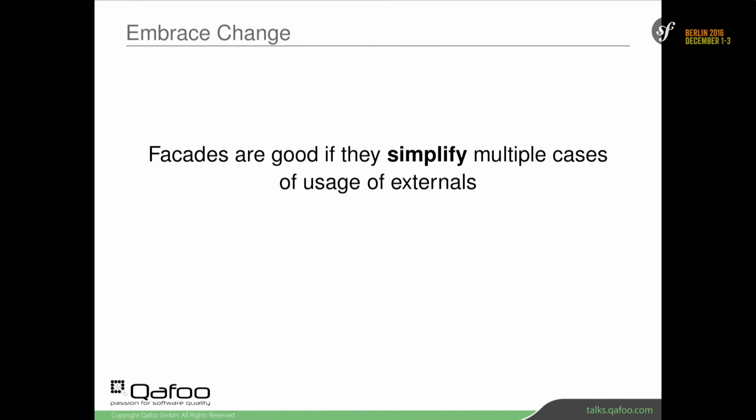If you are using such an external in multiple places in your code, you will have a solid understanding of what is required from this external service, library, or whatever in your application. And in this case, you can write a sensible facade for that. You won't be able to write a sensible facade from the very, very beginning.